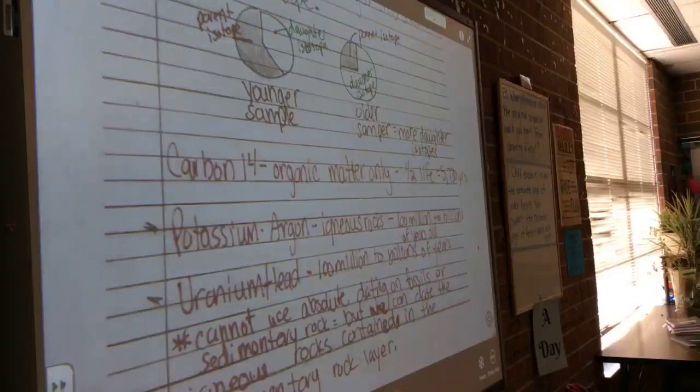It's not possible. However, if you're digging and you got this big old layer of sedimentary rock, but in that layer you find chunks of igneous rock, all you gotta do is find out how old that igneous rock is, and you know how old that whole layer is. So you're using absolute dating on igneous rocks to find the absolute date of the sedimentary layer.